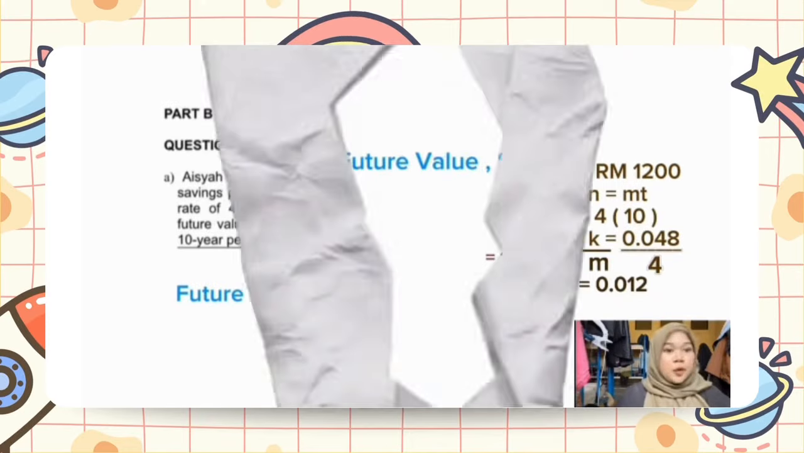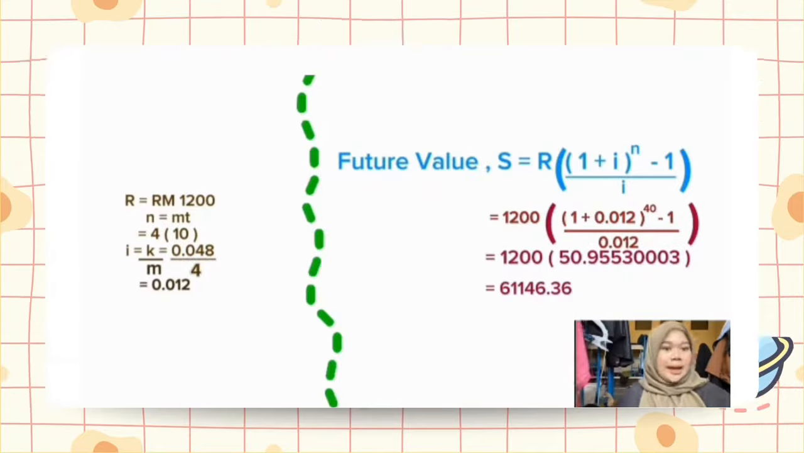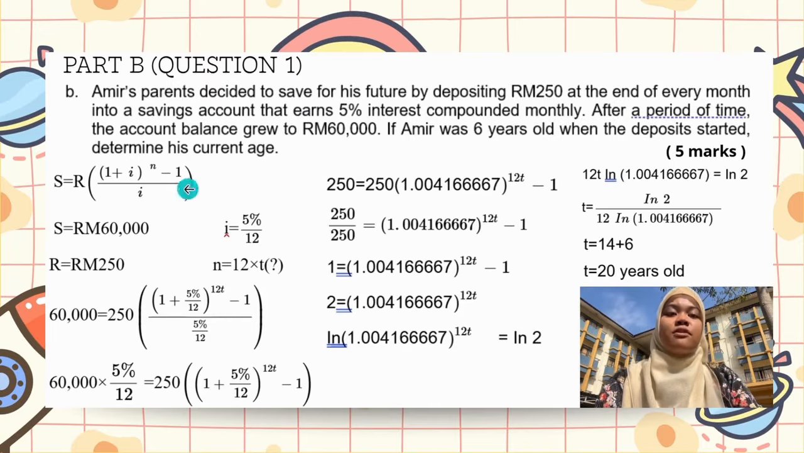So now we have to put all of this information into the formula. So the amount of Aisha's investment at the end of the 10-year period is RM 61,146.36. For this question, we will use this future value formula. S equals 16,000, R equals 250, i equals 5% divided by 12, n equals 12 times t. The information given, we need to apply into the formula.